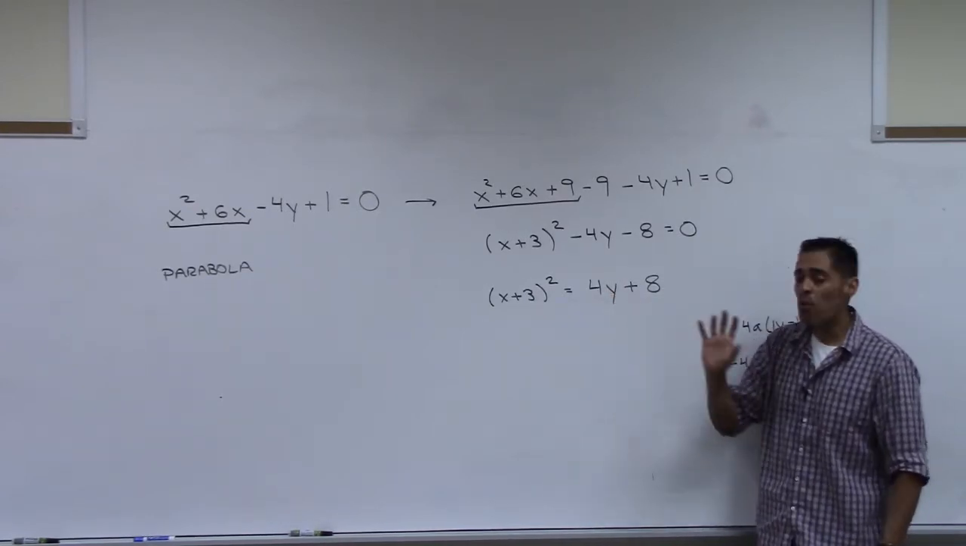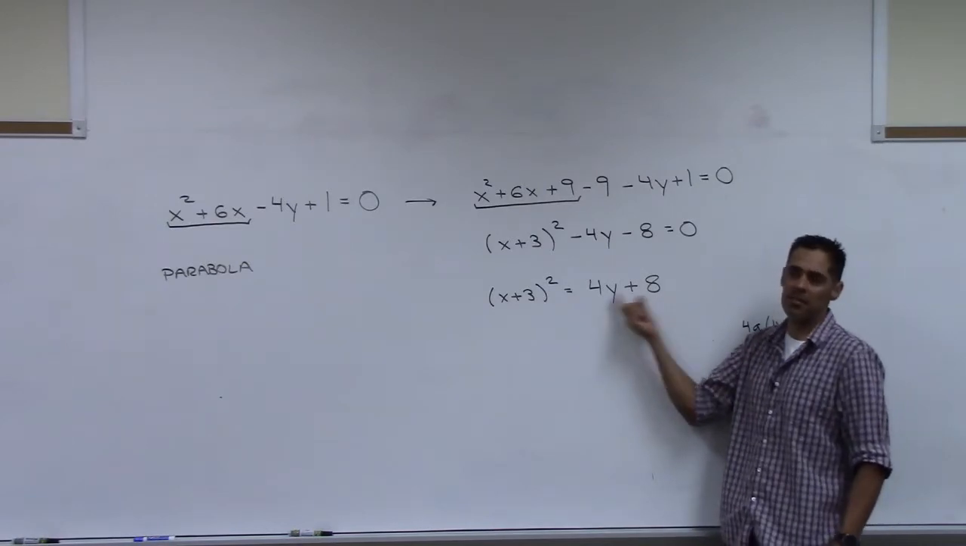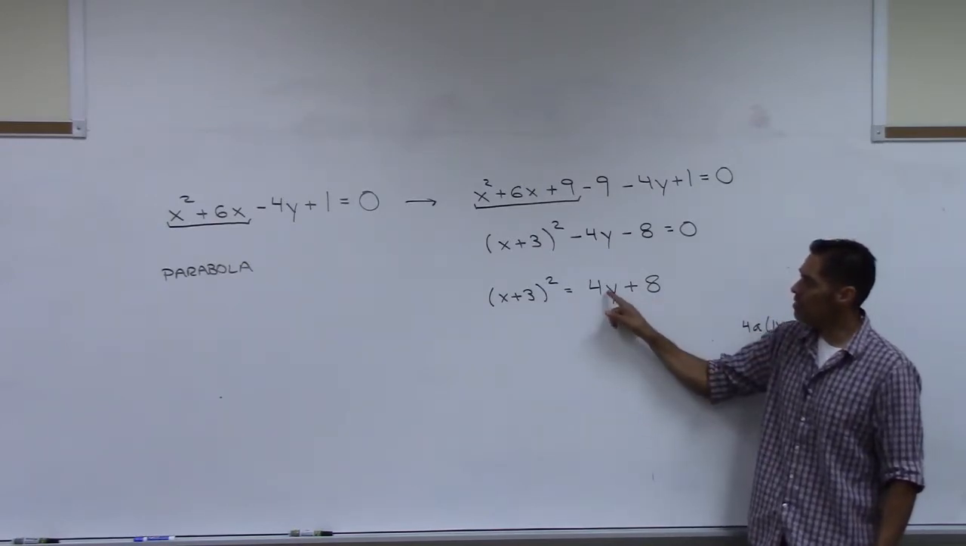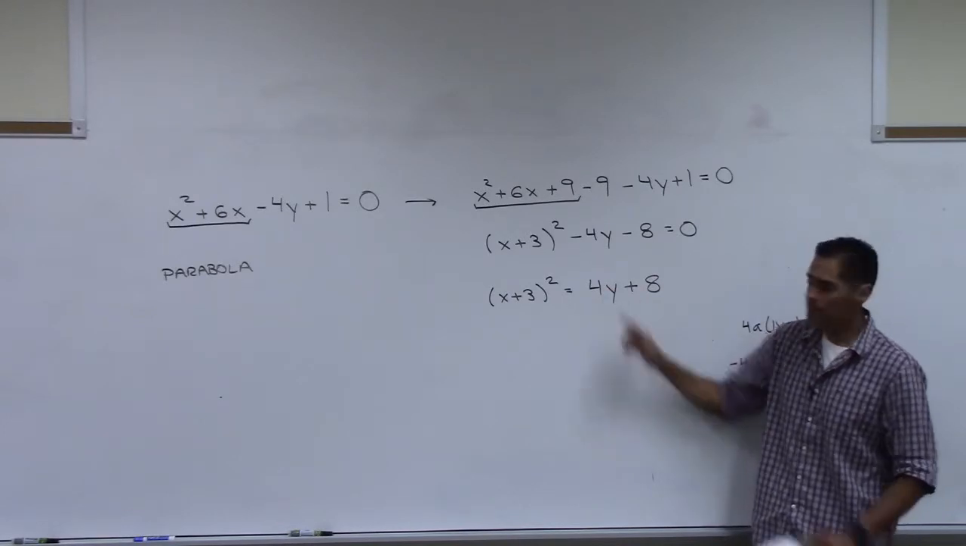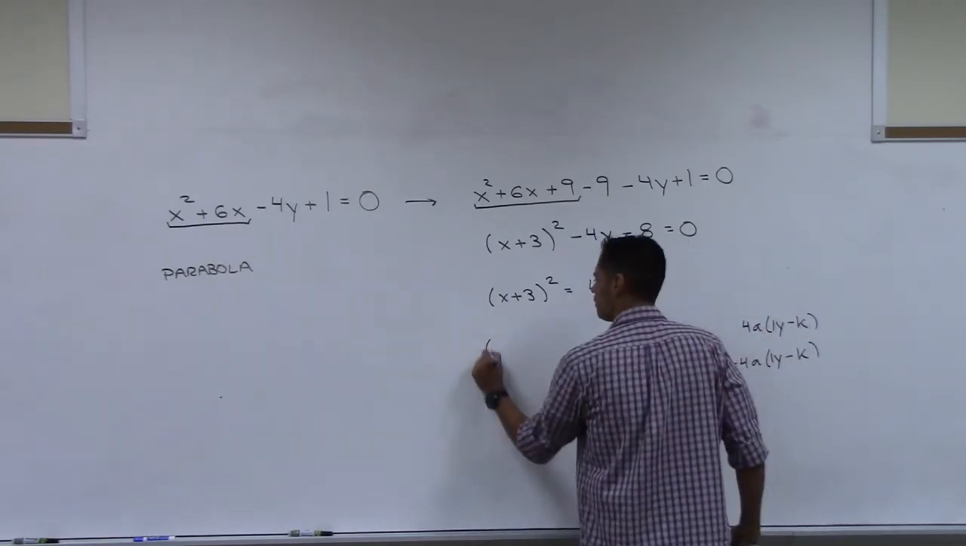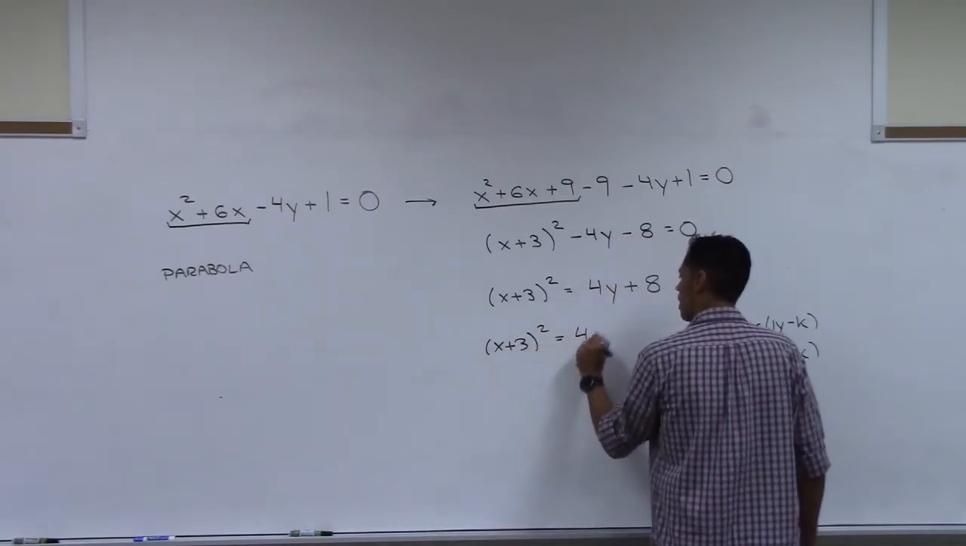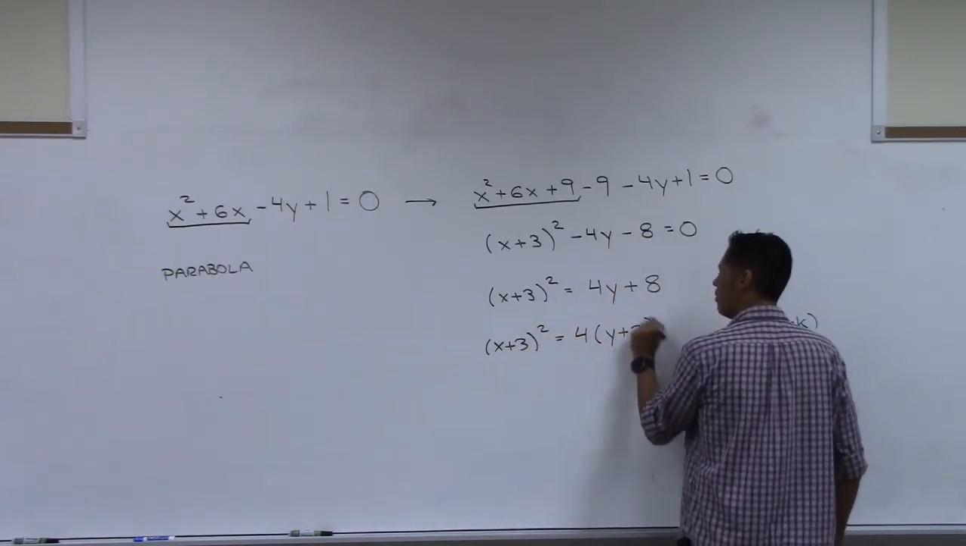So it's not quite GCF. In this case it is because 4 comes from both. But really what's forcing you is to make this a 1y. So I'm going to pull a 4. That'll give me a y plus 2.